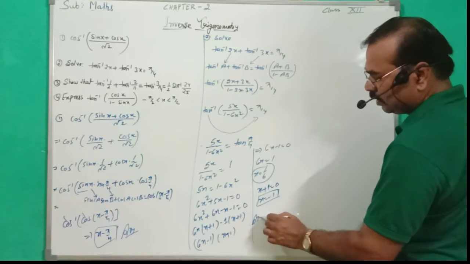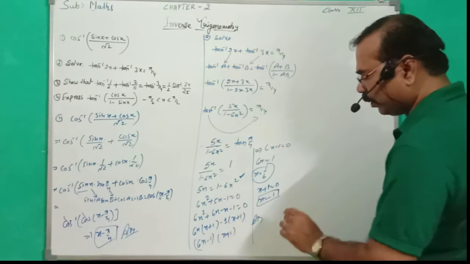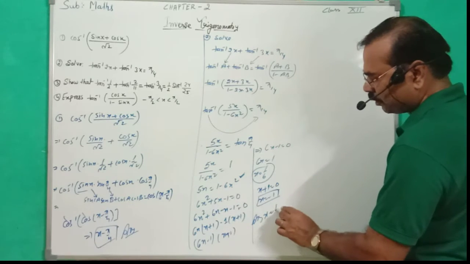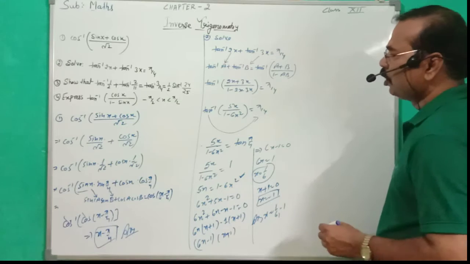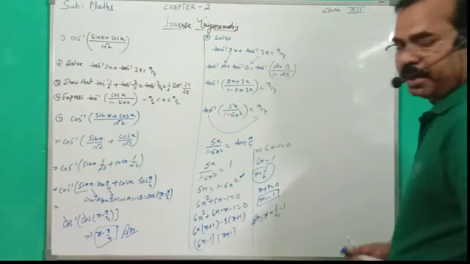Okay students, here is a quadratic equation. It means you can know how many values? There are 2 values. So the value of x is equal to 1 upon 6 and x is equal to −1. Okay students, those are the 2 questions we have already solved.